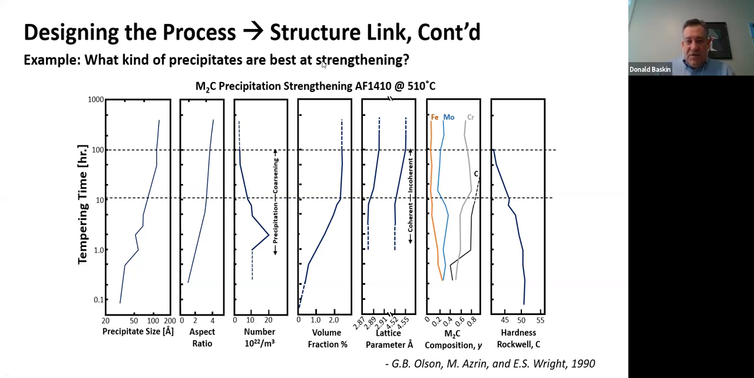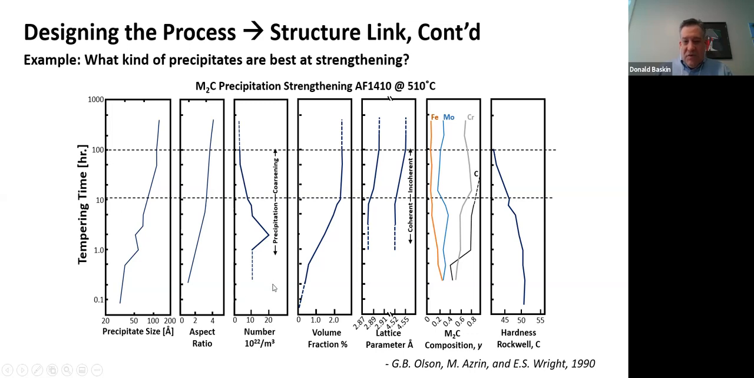This is an interesting set of graphs. This is tempering time for an AF1410 steel. This material has been solution treated, quenched, then tempered. They've heated it up for some period of time. Because this AF1410 alloy has a lot of alloy content, it forms these precipitates. Here is a graph of how different parameters of these precipitates change with tempering time. As you go up, you're increasing the tempering time.